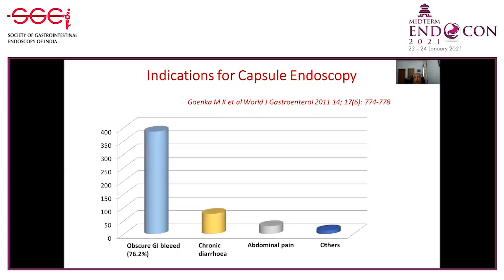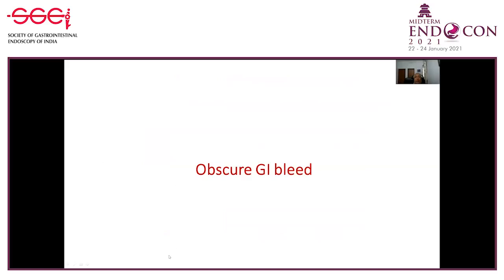When we look at another Indian study by Dr. Goenka from Calcutta, again he got the same result. Obscure GI bleed was the major indication in 76%, followed by chronic diarrhea and abdominal pain. We'll next go into each of these indications in a little more detail. We'll start with obscure GI bleed.